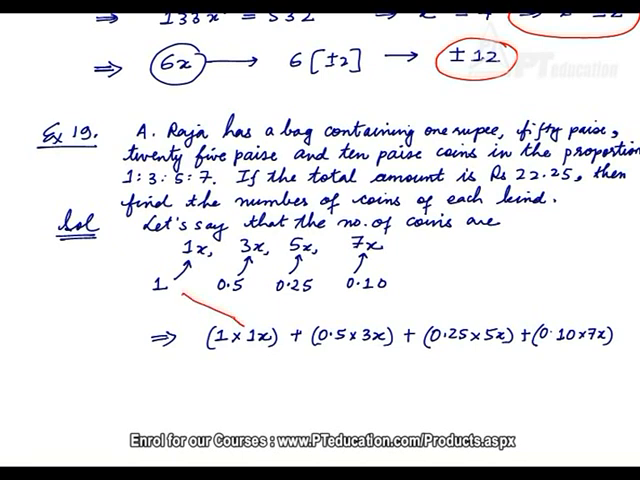This represents the individual values of these sets of coins. 1 into 1x, value of 1 rupee coins. 0.5 into 3x, value of 50 paise coins. 0.25 into 5x, value of 25 paise coins. And 0.10 into 7x, value of the 10 paise coins. But all of this should add up to the total money in the bag, which is given to be 22.25. I hope this is very clear. If you solve this, it gives you.